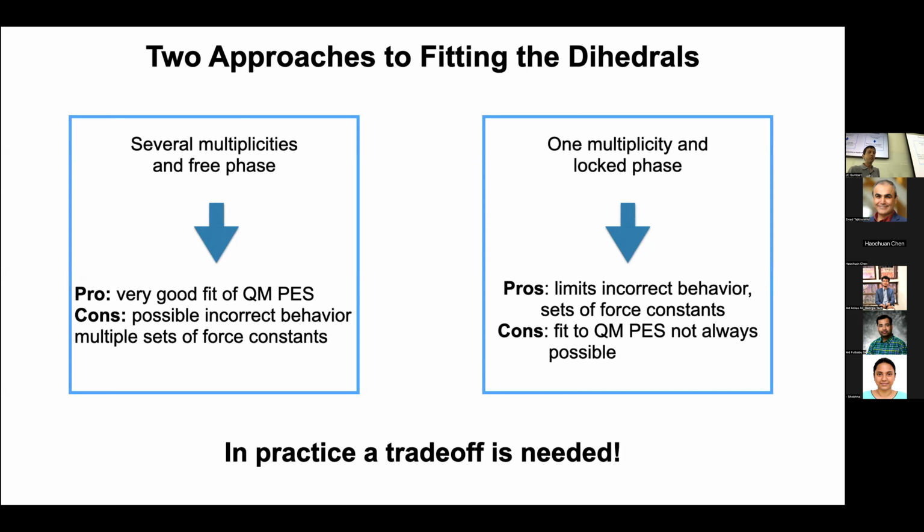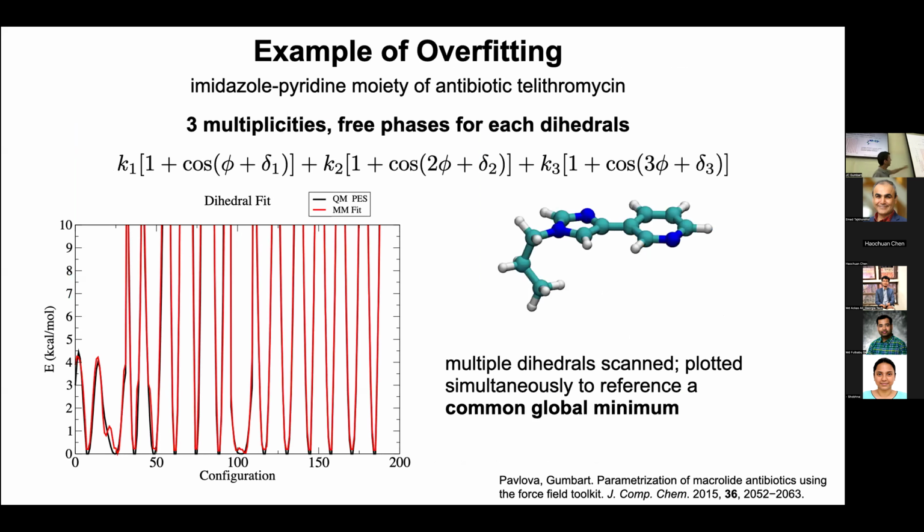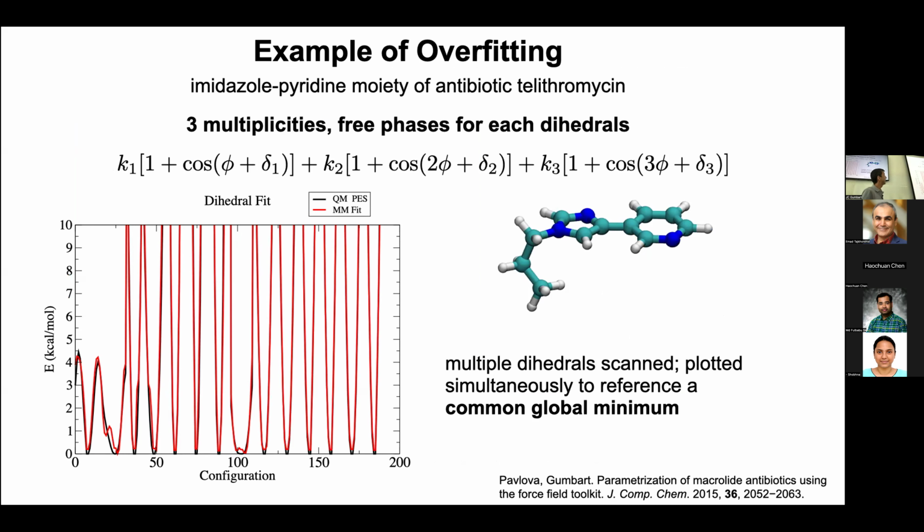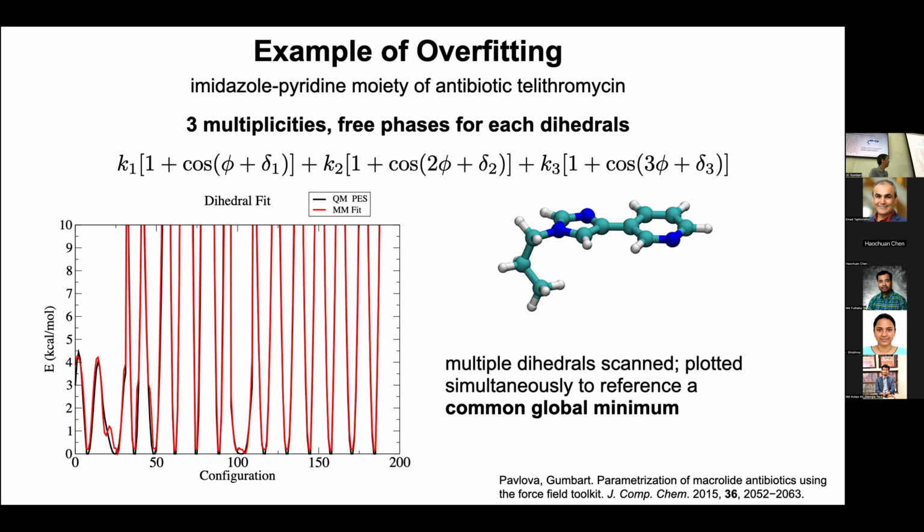So let me show you what happens. In this case, this is an antibiotic related to erythromycin, and in particular, we're focusing on the imidazole pyridine moiety. The first attempt was, let's just include 3 different multiplicities, n equals 1, n equals 2, and n equals 3, right? The more, the better. And sure enough, you fit them. Hey, that looks good. I'm plotting red as the MM, black as the QM.